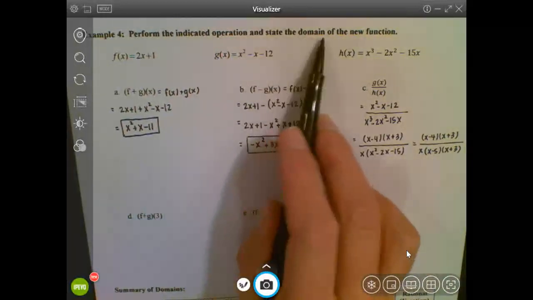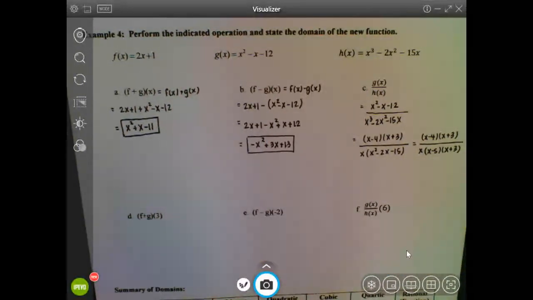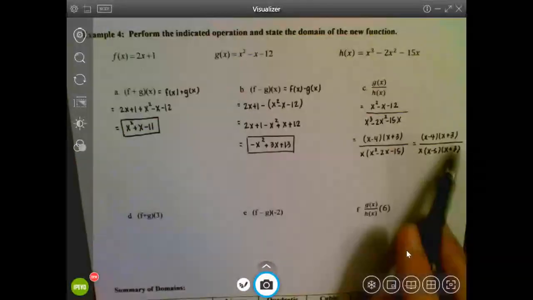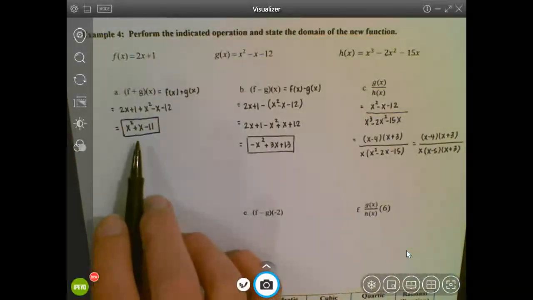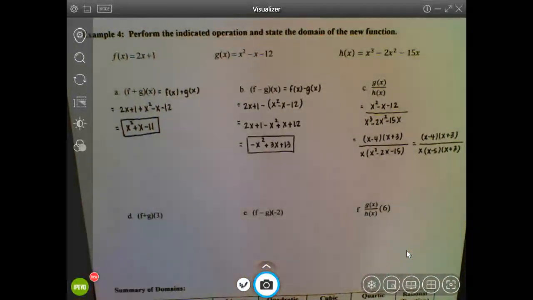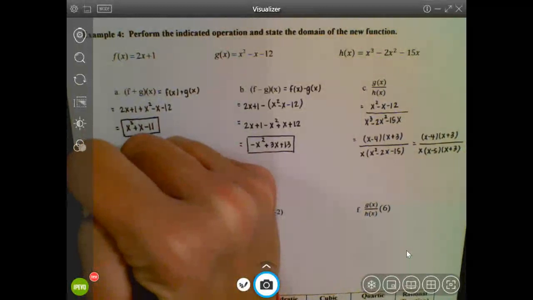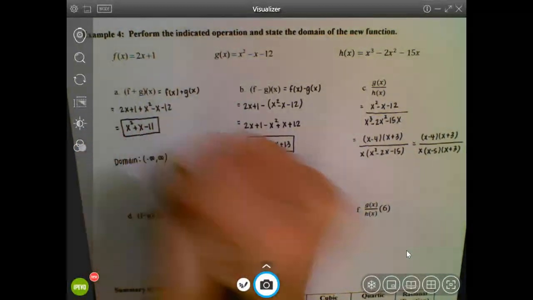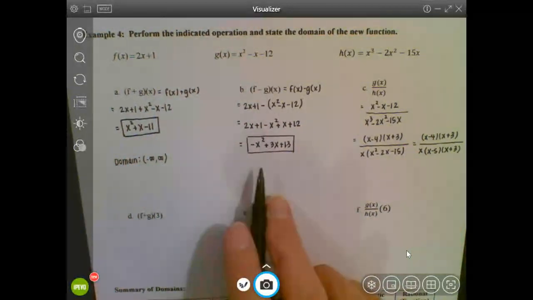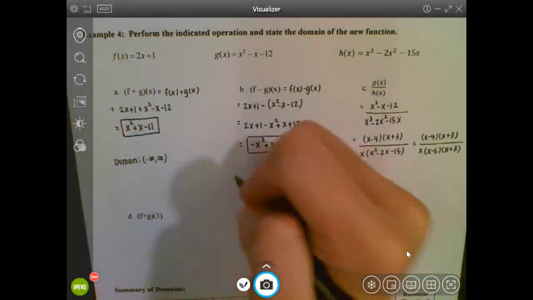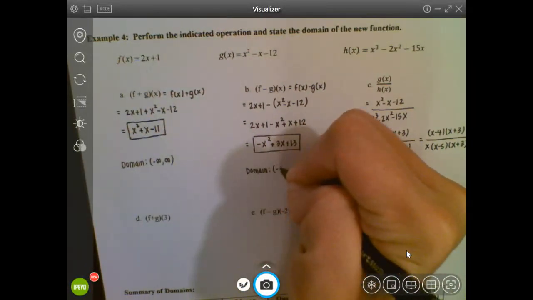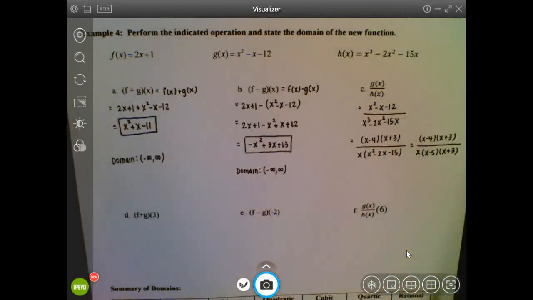I do want to go back and state the domains of these functions. So I'll just go back and look at example A and B, and then we'll talk about the domain of this one. Example A, our ending function is a quadratic. A quadratic function actually always has a domain of all real numbers, which we will summarize down below. So we'll look at example B and say, oh, hey, look, that's the same thing. So the domain here is actually going to be a quadratic. So its domain is also going to be all real numbers.